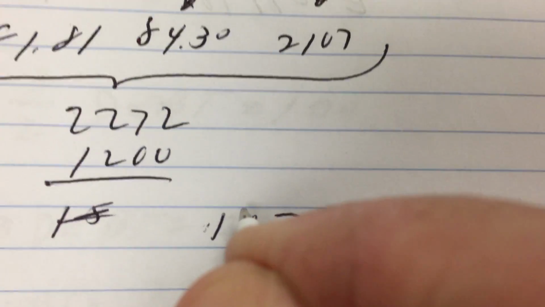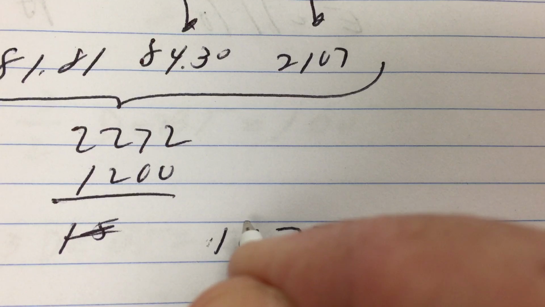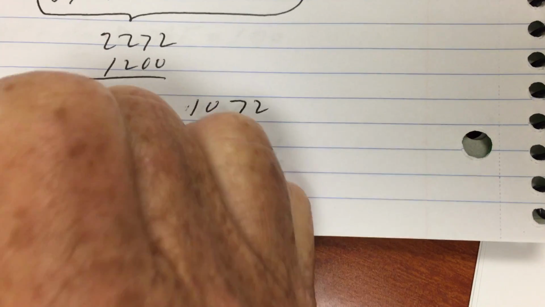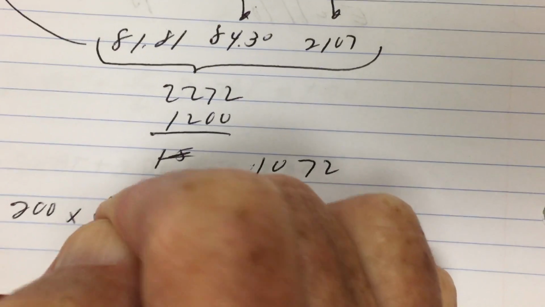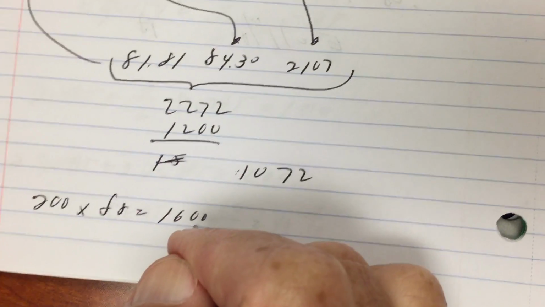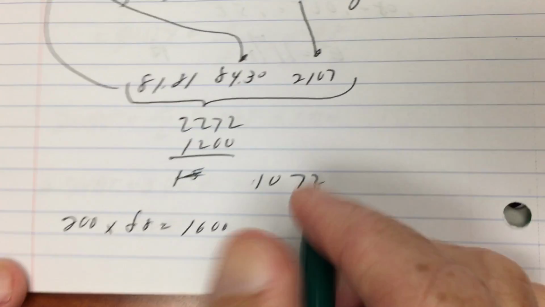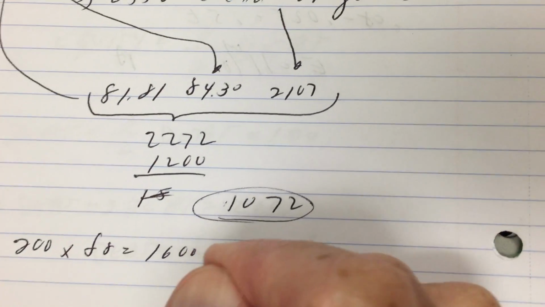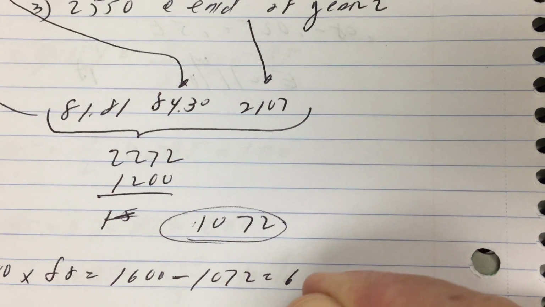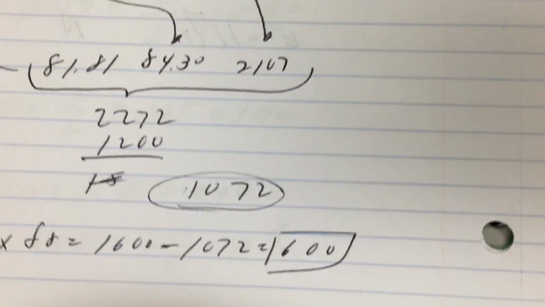The amount of the market value of the company was 200 million shares outstanding. 200 million times 8 gives me 1,600,000. That was the value of the stock, and this is the value of the company. So I take the 1,600 minus 1072 gives me 600, which is the overvalue of the company.